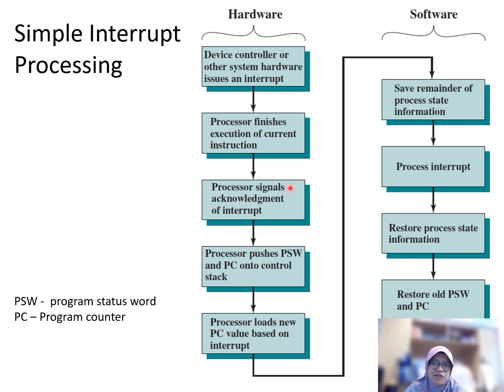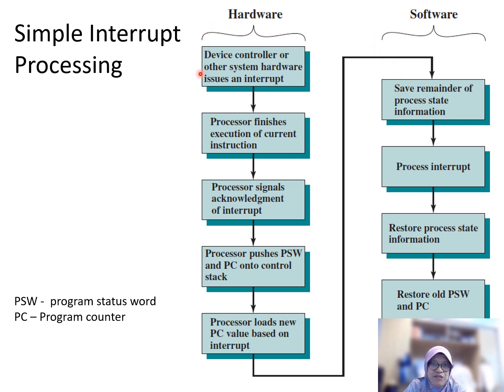The occurrence of an interrupt triggers a number of events, both in the processor and in hardware. When an I/O device completes an I/O operation, the following sequence of hardware and software events occurs.